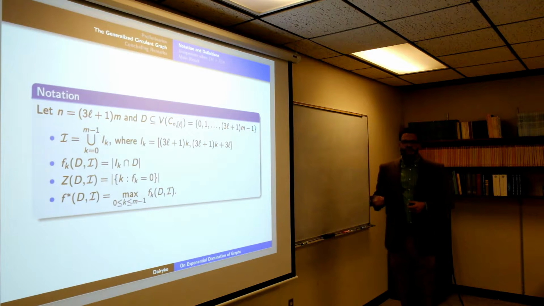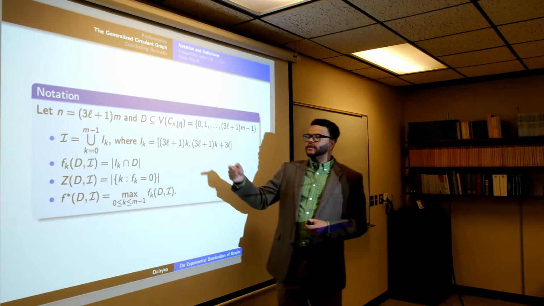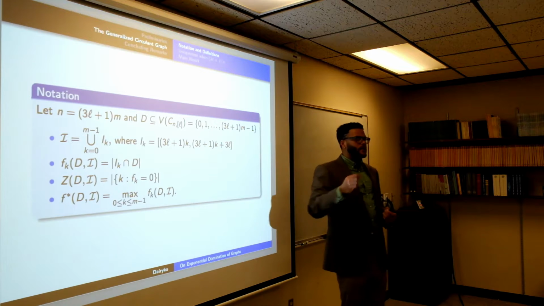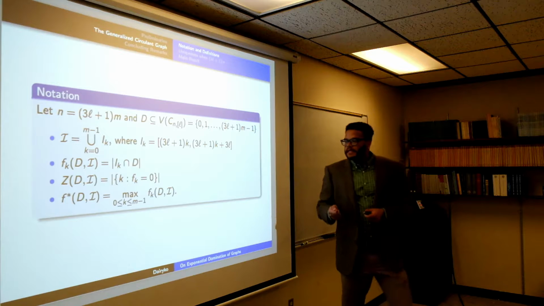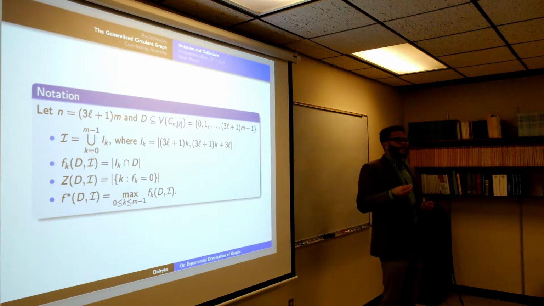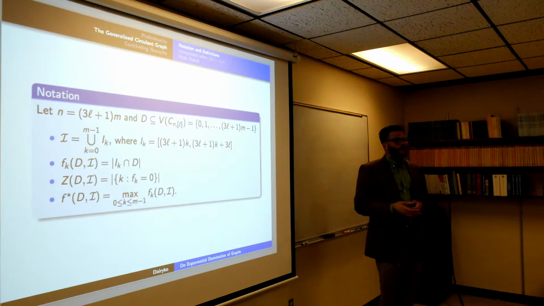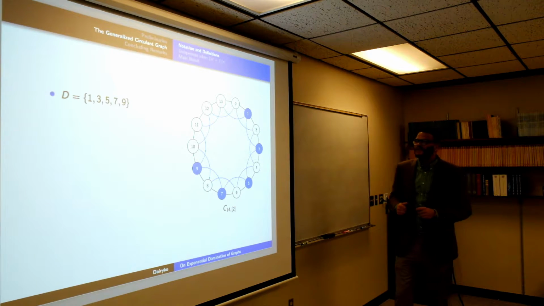Then I have these three functions, right? The first function, f sub k, is related to D and also to I, and it represents how many vertices of D are contained in the kth interval. Z of D comma I is going to tell me how many intervals contain no members of D. And lastly, f star of D comma I is going to be the maximum number of elements of D that can be in any given interval. If that was confusing, I have an example to help you understand my notation.